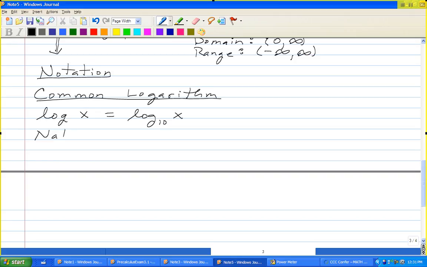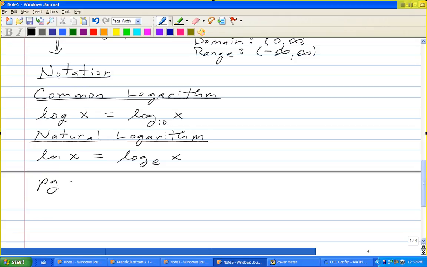Lately, especially since the advent of personal handheld calculators, we use what is called the natural logarithm, which is the log, but the base here is that number e that we just introduced from the previous section. Okay. So let me do some examples on page 549.